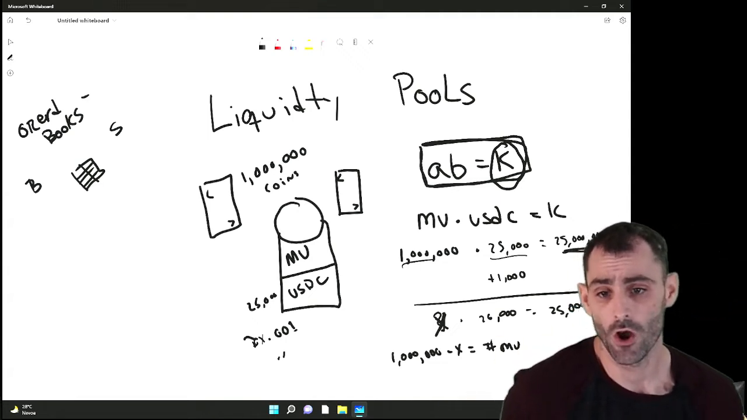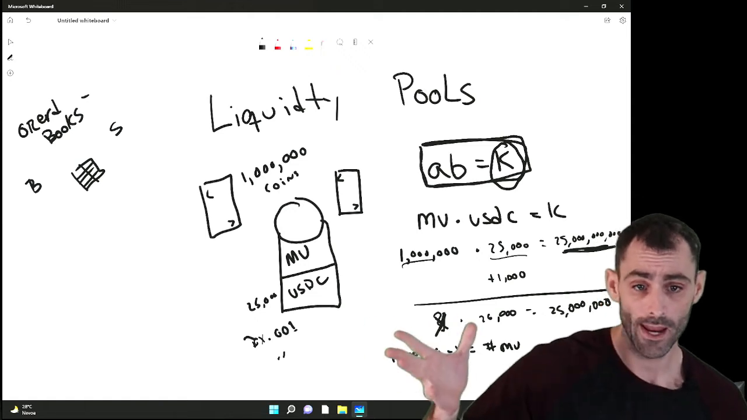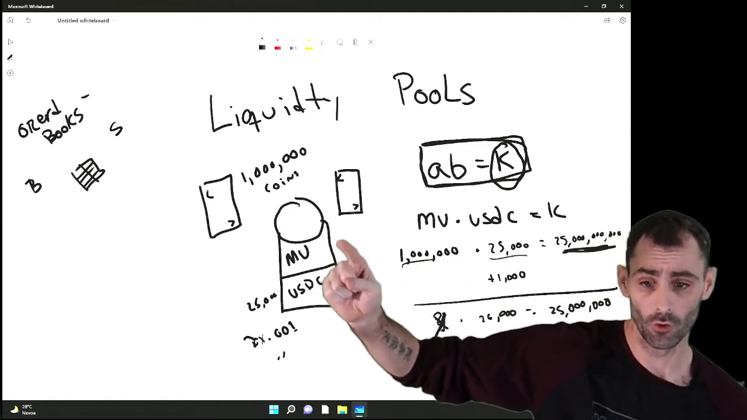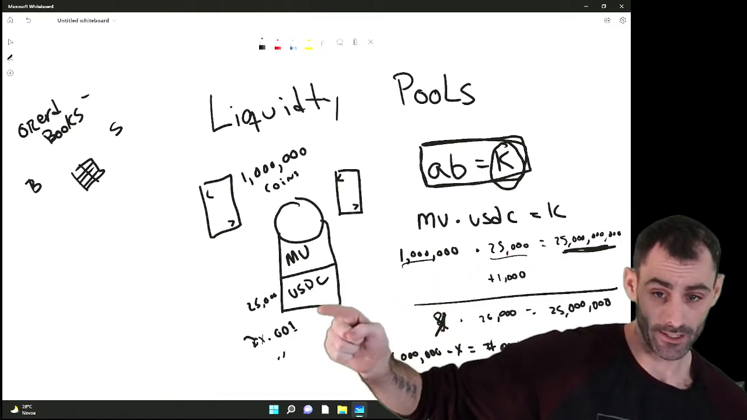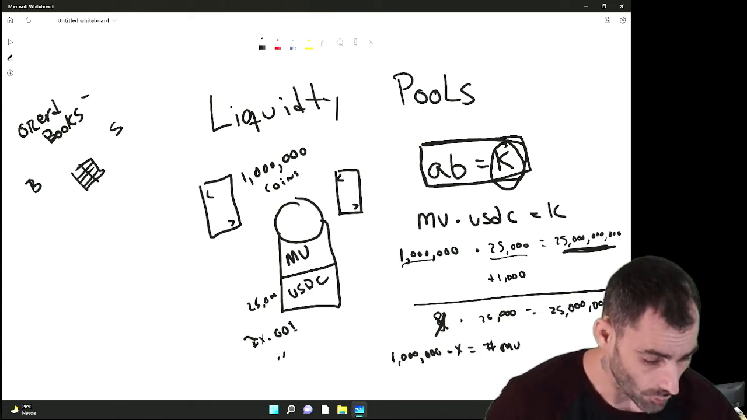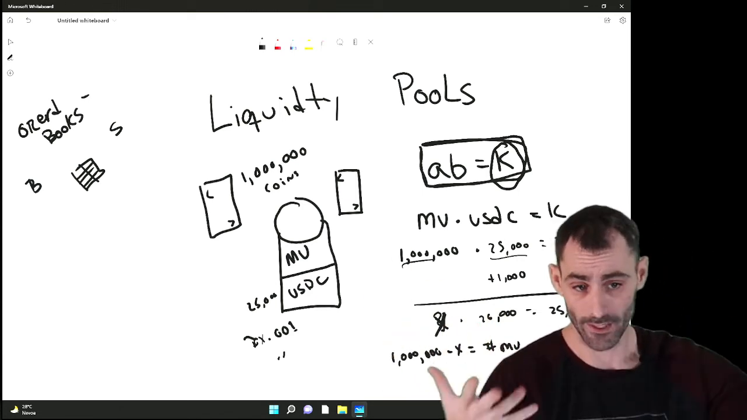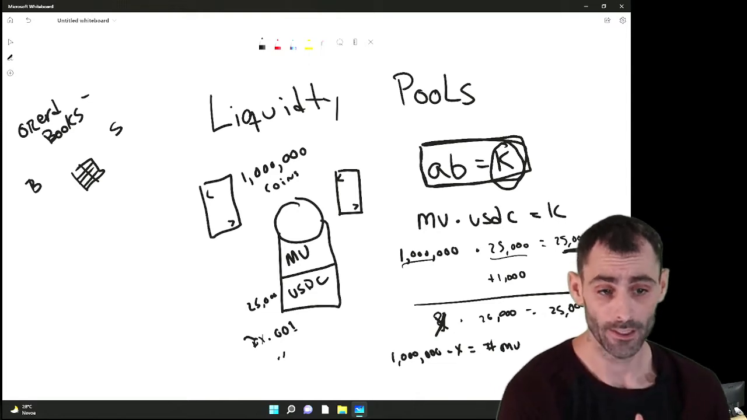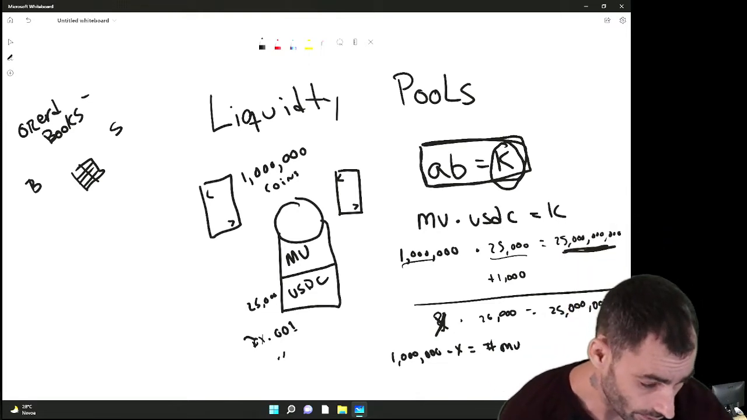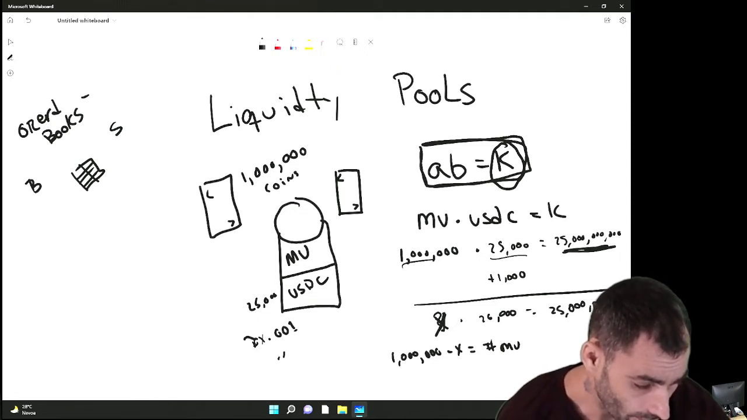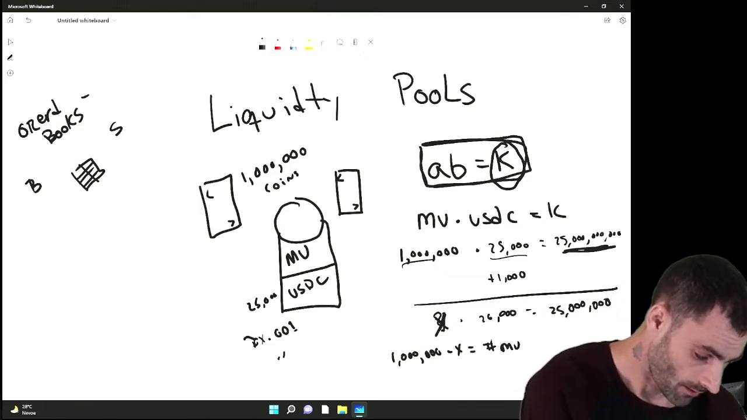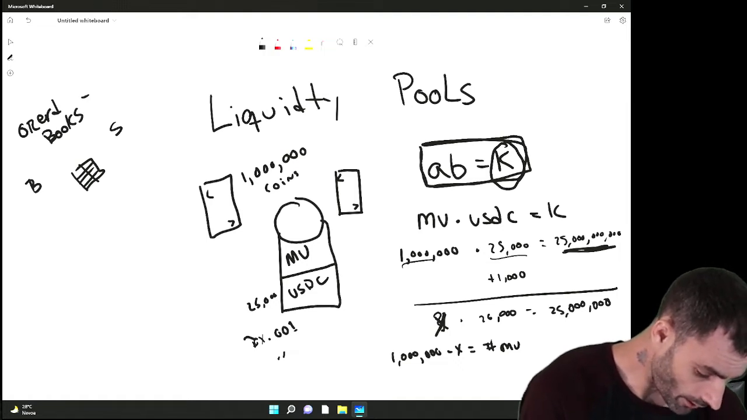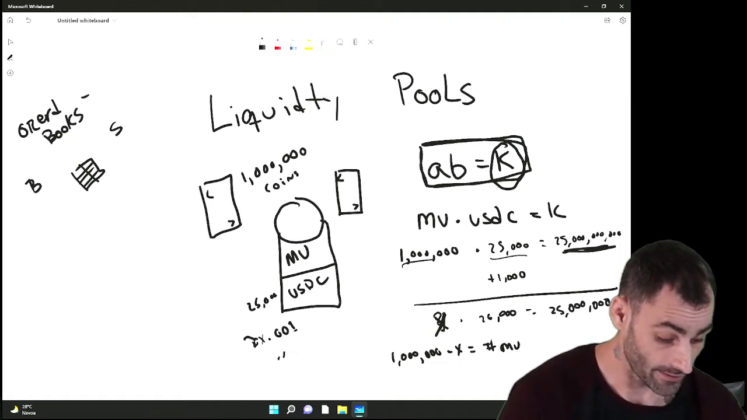All right, so a few things that you need to know about these liquidity pools. When you first create the liquidity pool, you get to define these values here. You get to define how much of each token you are going to put in that liquidity pool if it's a new pool that's never been created before. If the pool's already been created, you don't get to define what the exchange rate is.